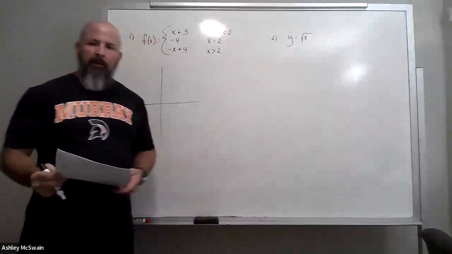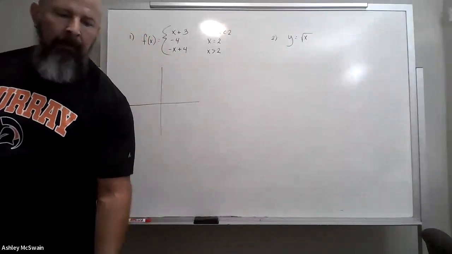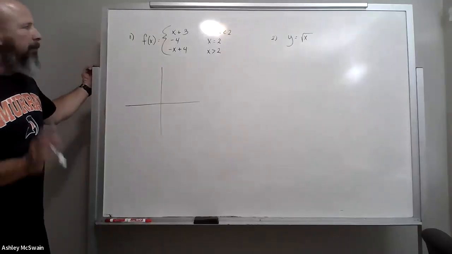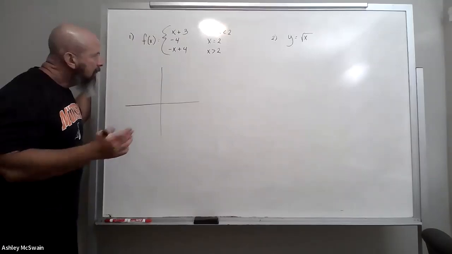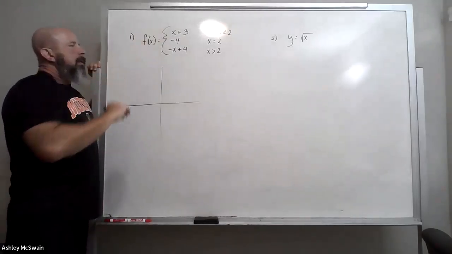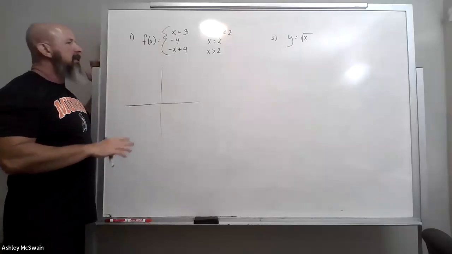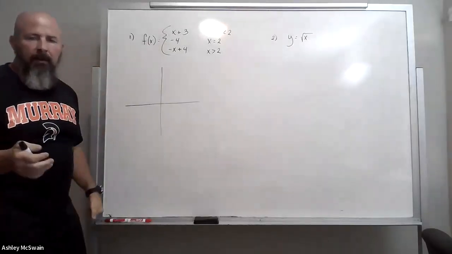And these will be common ones that we'll see on the final. First one I have there is a piecewise graph. On a piecewise function, 2 pieces, 3 pieces, a lot of times we'll see 3 pieces more than 2. It doesn't matter how many pieces there are.